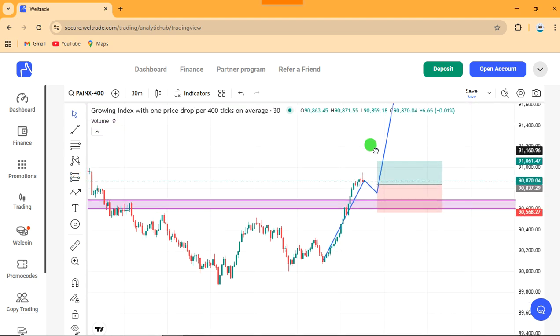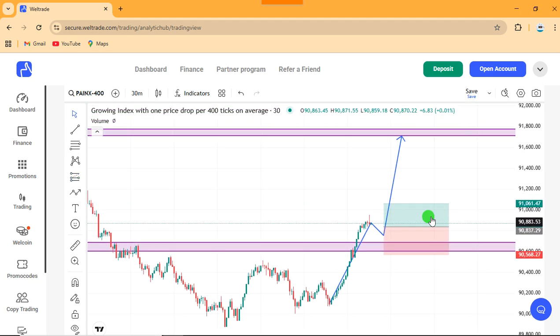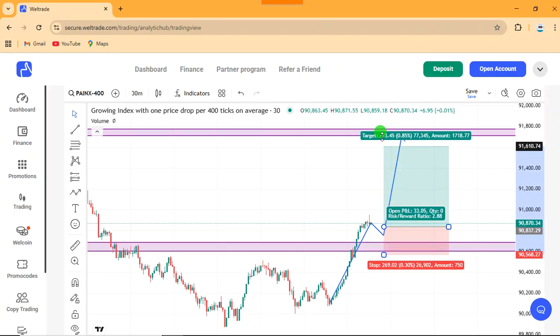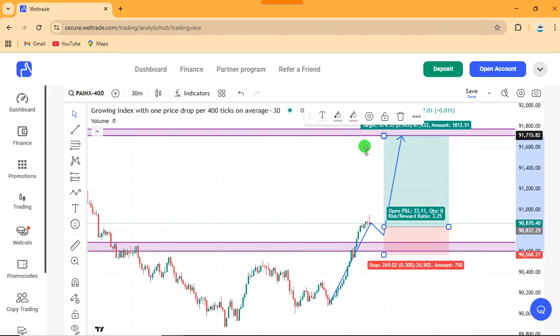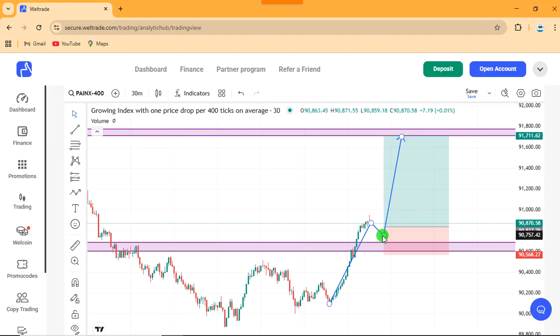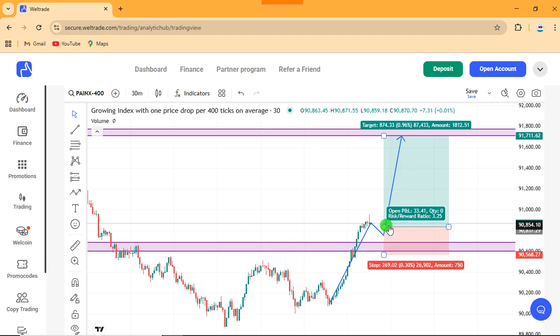Then my target is going to be around this level right here. So this is what I'm looking at. So let me see the market first pull back to a good zone, then give me likeliness of the bulls ready to take over the market. I'll be more than glad on going long on pin 400.